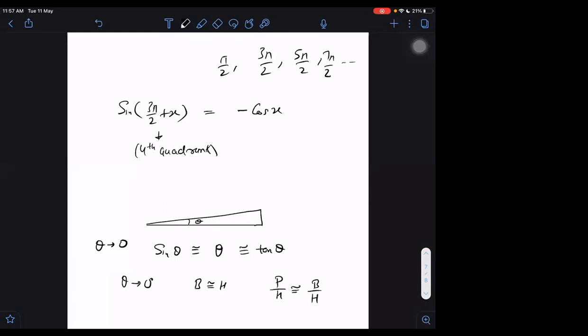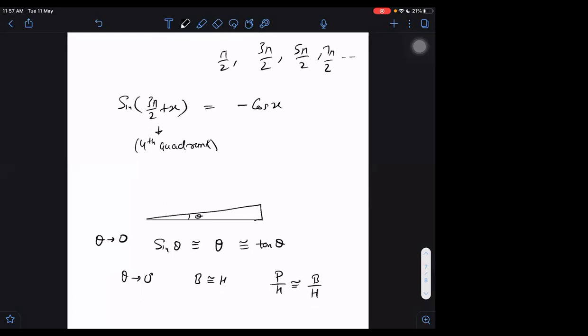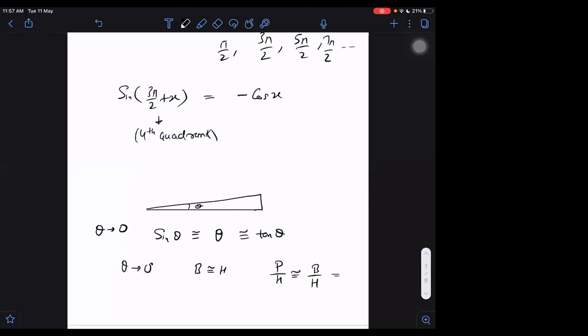These will become B upon H. Sin theta and tan theta both will be nearly equal. And these things also will be equal to, I can think as if it is radius r, and it is length of r. So L is equal to r theta.